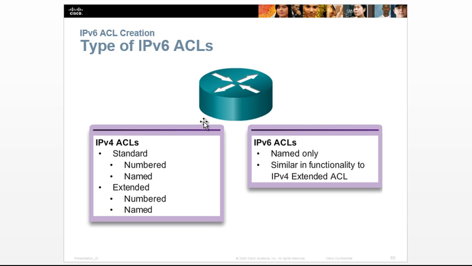So IPv6 ACLs are very much like IPv4, except that we don't have numbered. We only have named IPv6 ACLs. And they're basically all the same as IPv4 extended ones.